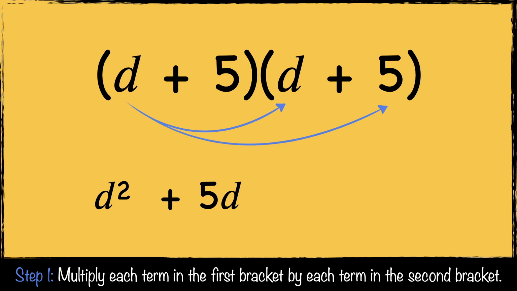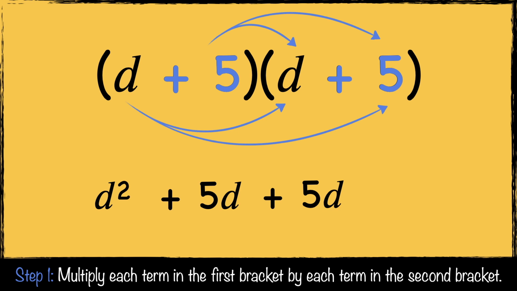Now we multiply 5 by d, which is 5d. Then we multiply 5 by 5, which gives us 25.